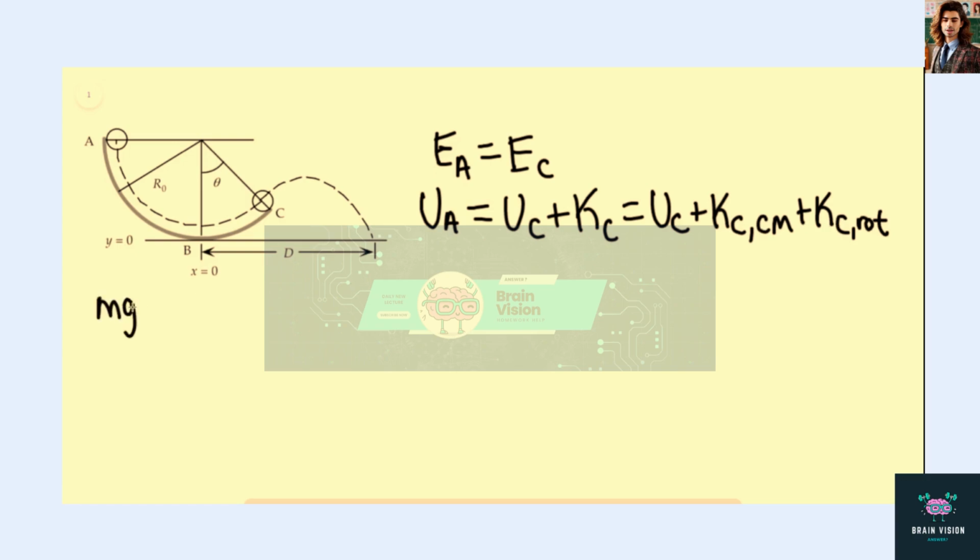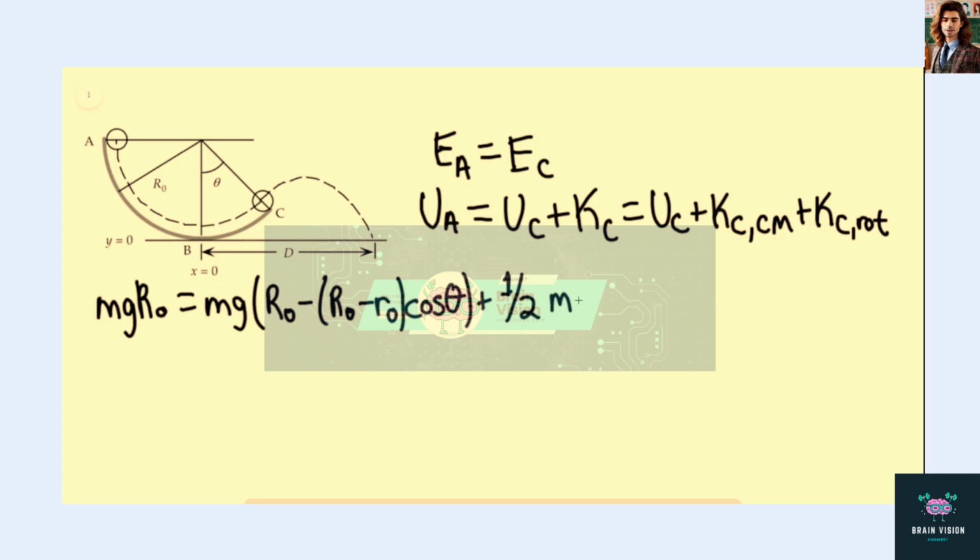So we can say mgR equals mg times (R minus r cosine of theta). R would be the radius of the curve, and lowercase r would be the radius of the actual sphere. Plus 1/2 times the mass times the velocity at C squared, plus 1/2 times the moment of inertia times the angular velocity sub C squared.